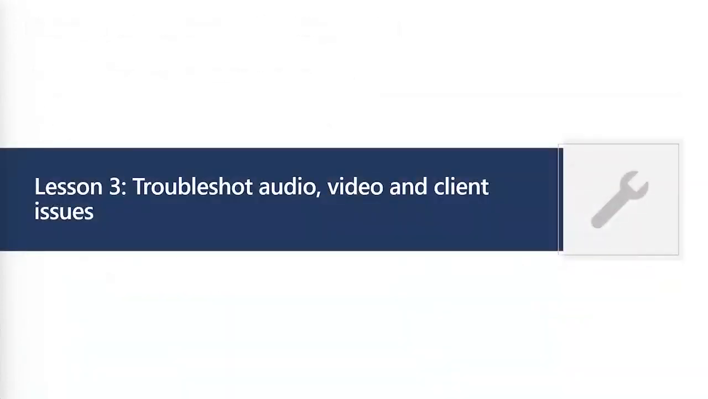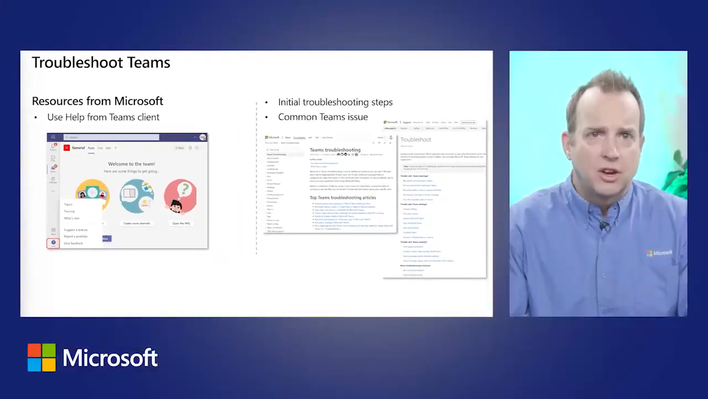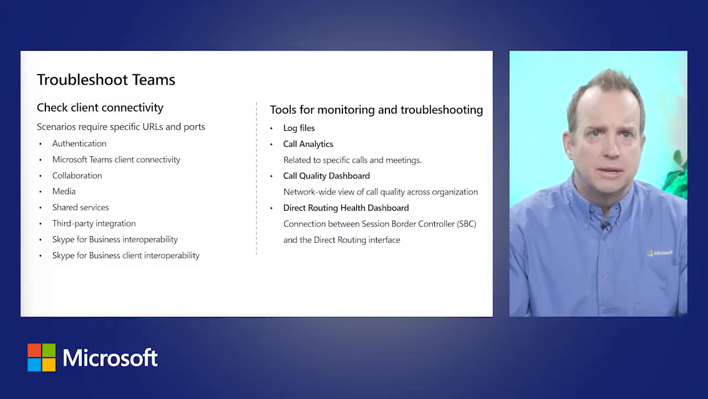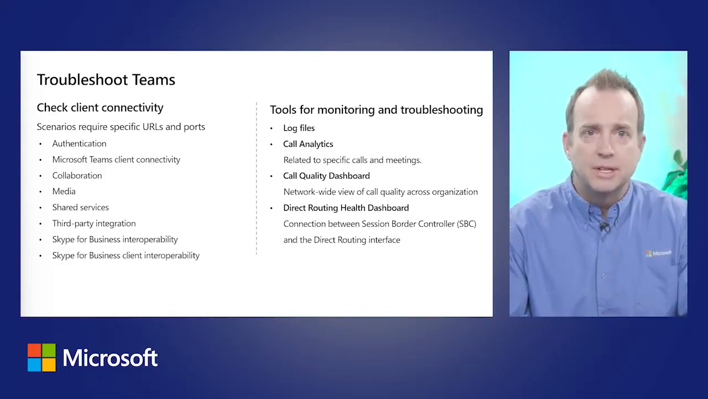Lastly, let's talk troubleshooting audio, video, and client issues. There's help built into the Teams client, and initial troubleshooting steps, there's a docs.microsoft.com page for that. You want to check client connectivity for authentication. Who has the problem? Does it affect one user or one device type? So narrowing down the scope of the problem is important. Is it related to third-party integration or operability with Skype for Business? Are tools available to us? Log files.